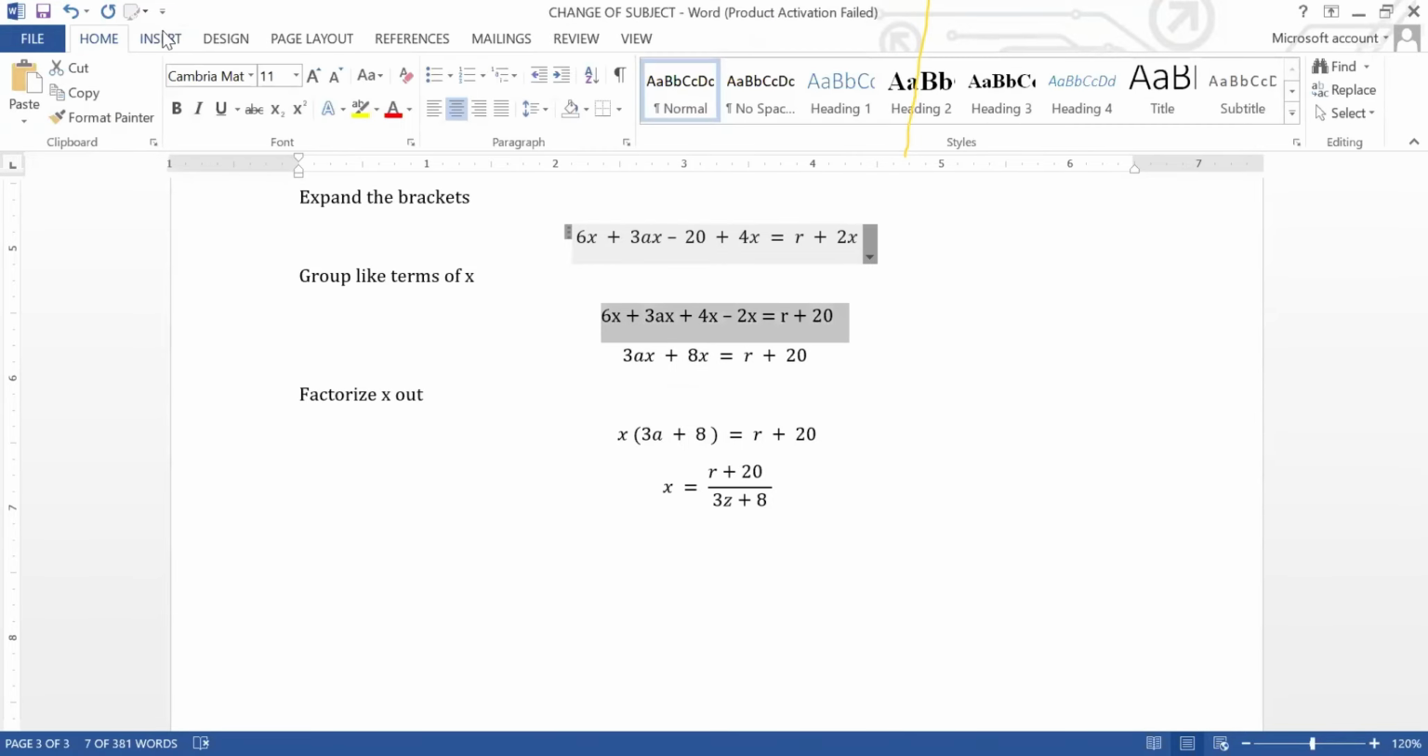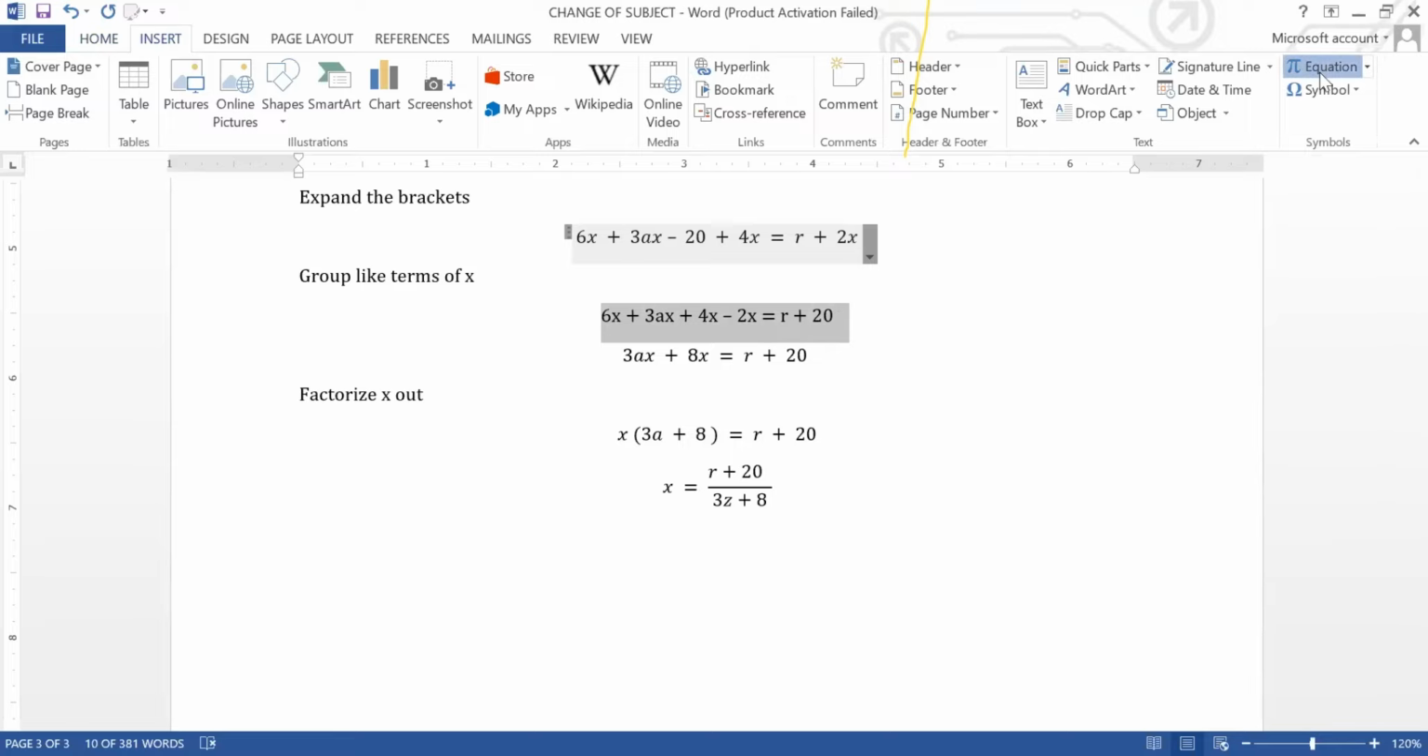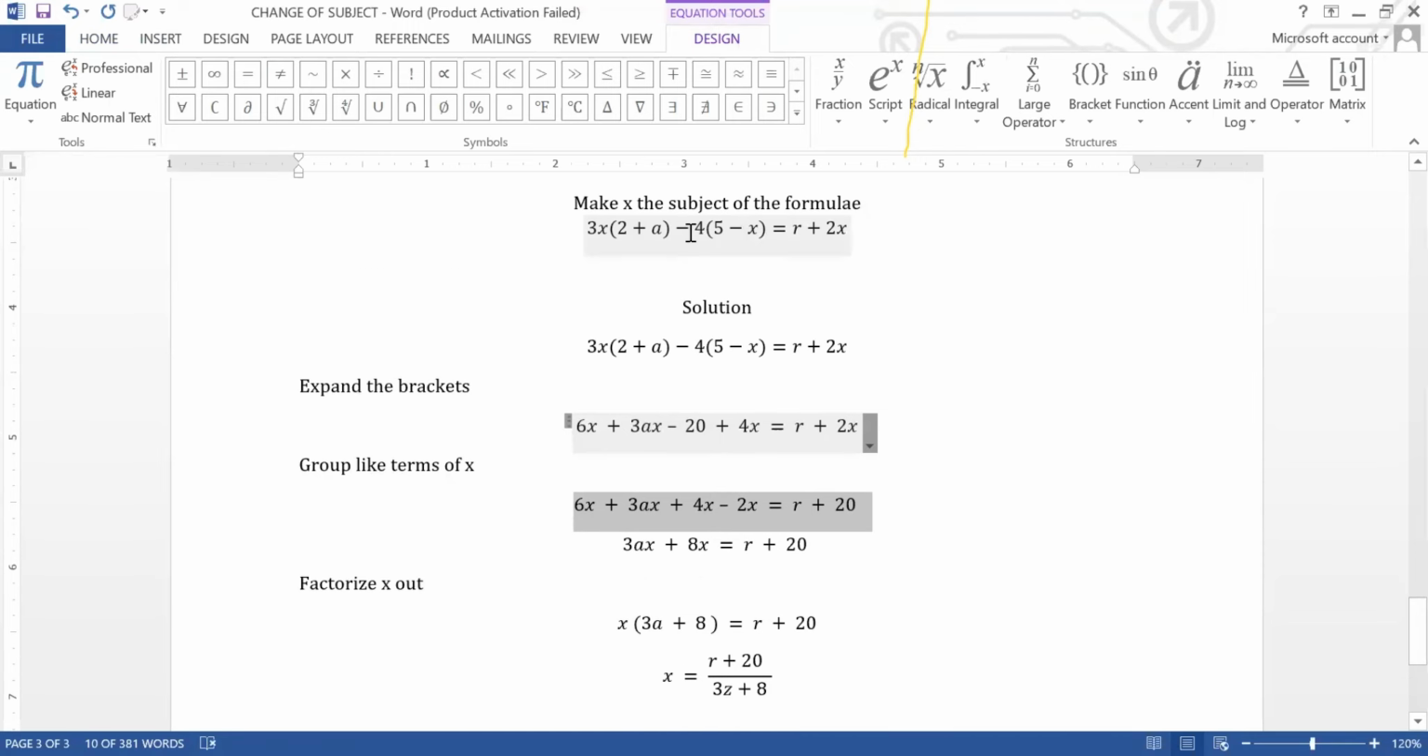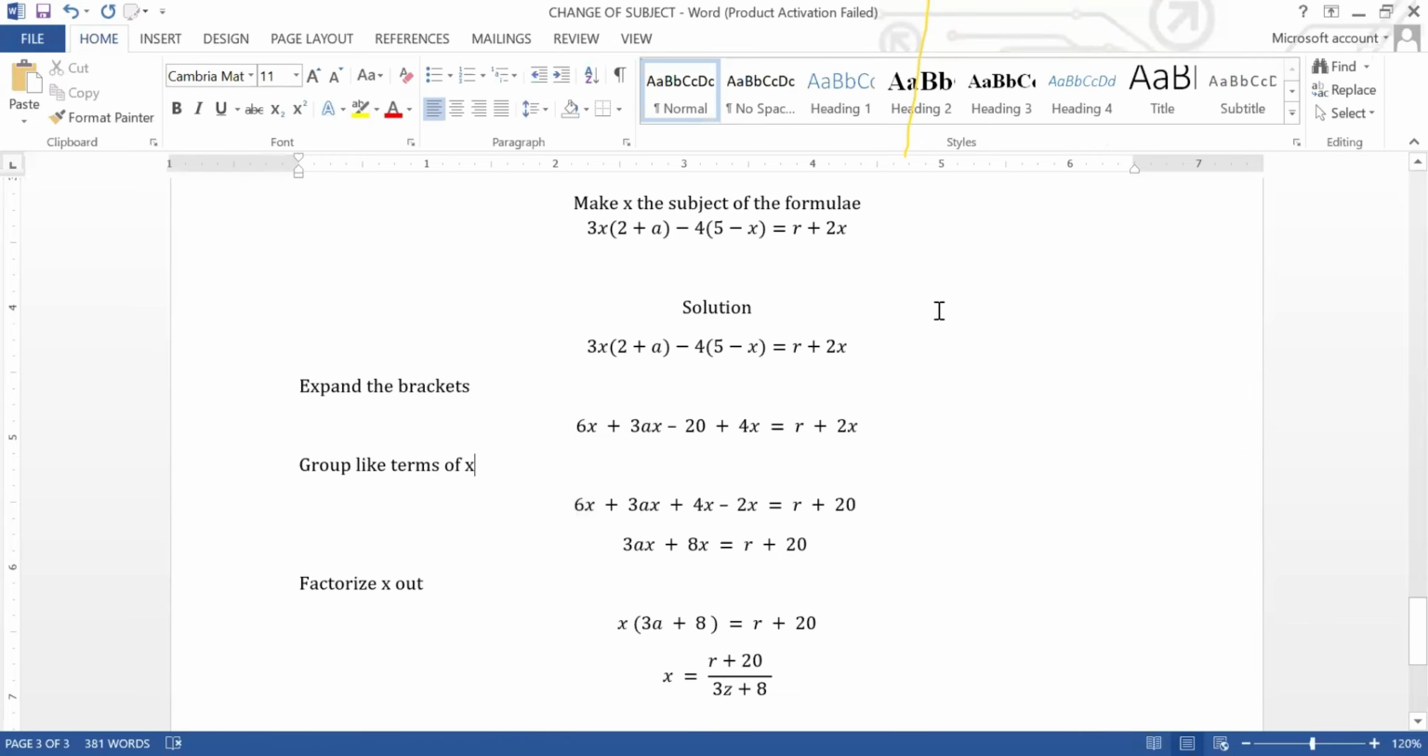Right? So what did we do? I'm going over again. We are asked to make x the subject of this formula. And there were brackets. So we had to expand all the brackets out. So I did that. I expanded all the brackets, made sure that every bracket is removed. Afterwards, I group like terms of x. I make sure that I group all the x at one side. And I simplified that side, because I knew there was 6x, 4x, and then 2x. So I simplified that to get 8x. When I finished that, I factorized out x. So I brought x out, and then it was remaining with 3a and 8. And I divided to get my final answer.